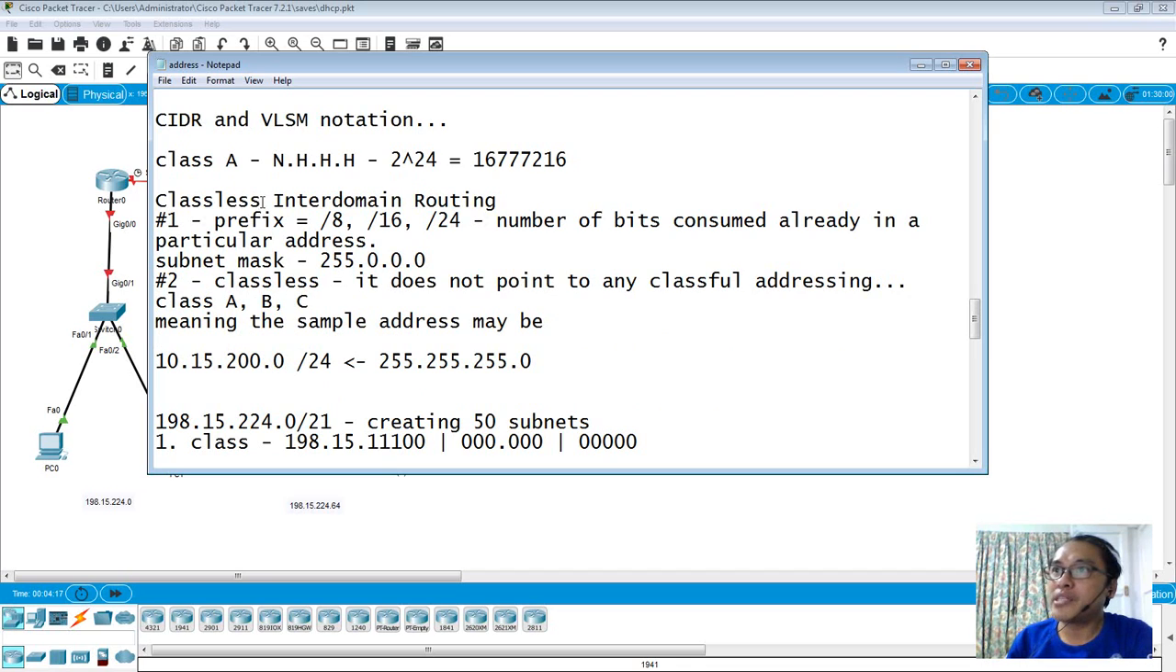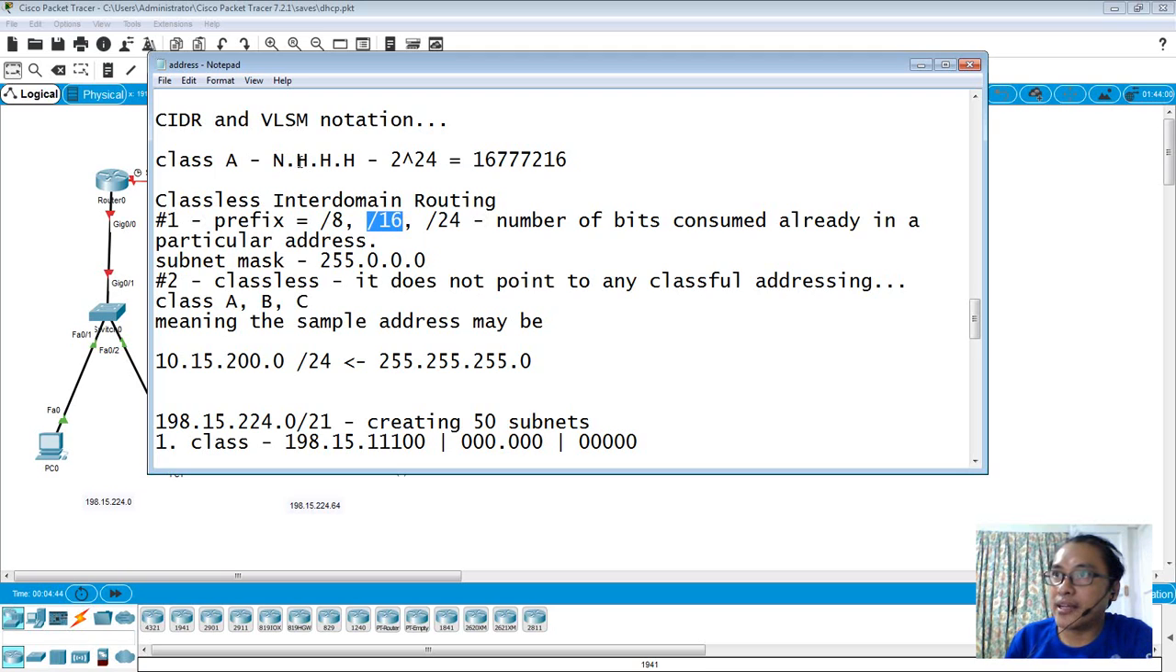So what makes CIDR different from subnetting? Number one, CIDR has prefixes. When we say prefixes, these are the number of bits already consumed in a particular address. For example, if we are referring to class A, we have already consumed 8 bits from there. That's why it is labeled as N. If it is class B, that will be 16.